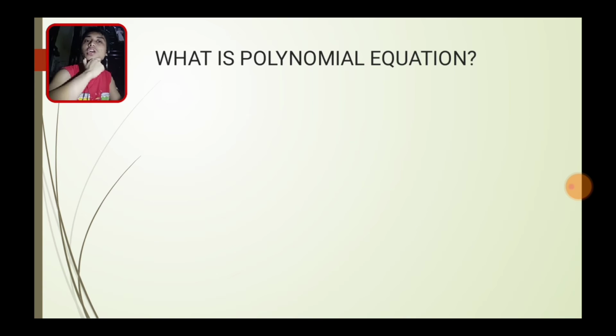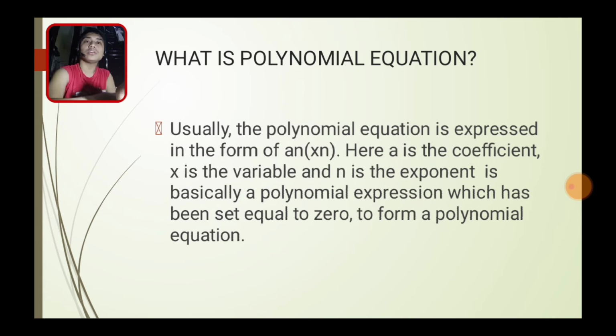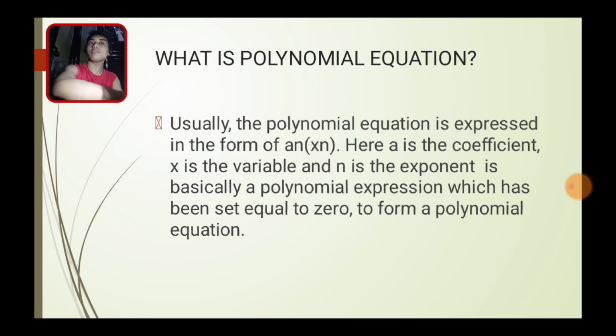So what is a polynomial equation? Usually, the polynomial equation is expressed in the form of ax raised to the n, where a is the coefficient, x is the variable, and n is the exponent. It is basically a polynomial expression which has been set equal to 0 to form a polynomial equation.